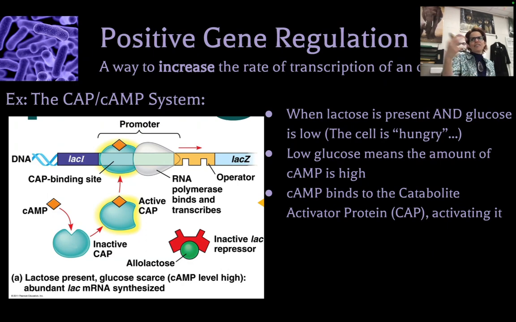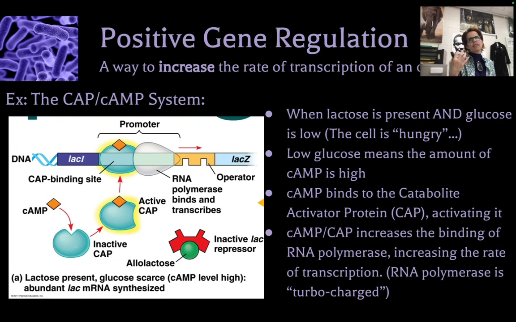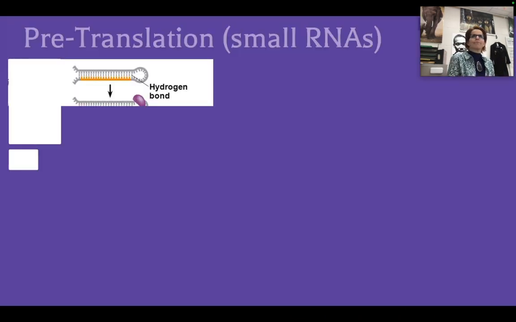It binds to the catabolite activator protein, or CAP, turning it on. And that makes the RNA polymerase bind more efficiently to the DNA and makes it work faster. So then it makes the proteins faster and it speeds up the whole process.